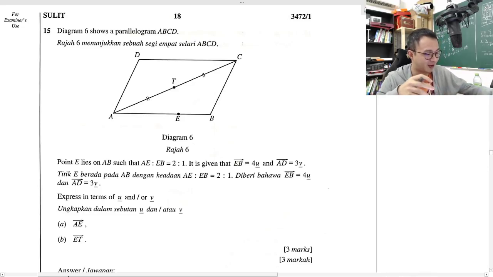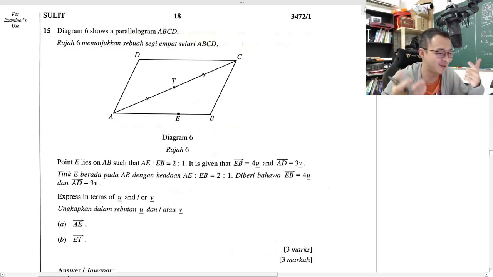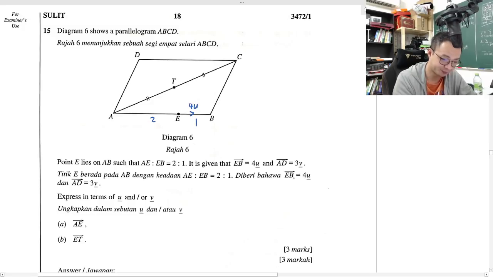So let's move on to question 15. We still have 10 questions. Point E lies on AB. Okay, so we have all the information. AE is ratio 2, EB is ratio 1. EB is 4u. Here is 4u. AD is 3v. This is 3v, and this is a parallelogram, so I know this is 3v also. Because ratio 1 is 4u, ratio 2 will be 8u. So the total will be 12u.